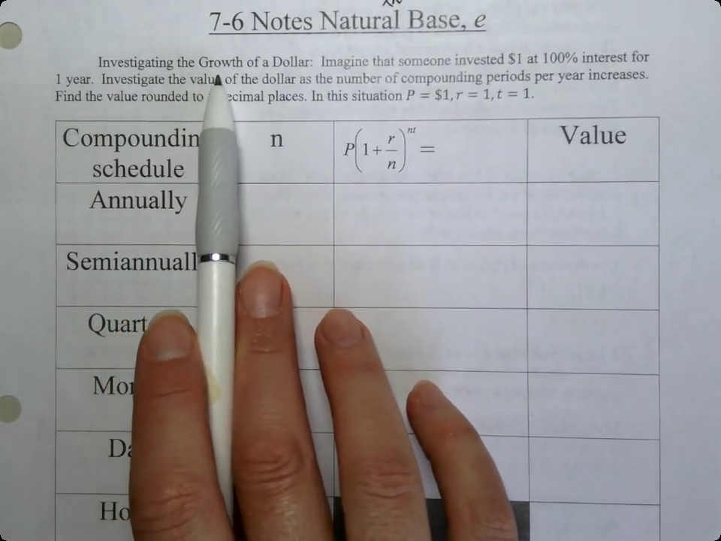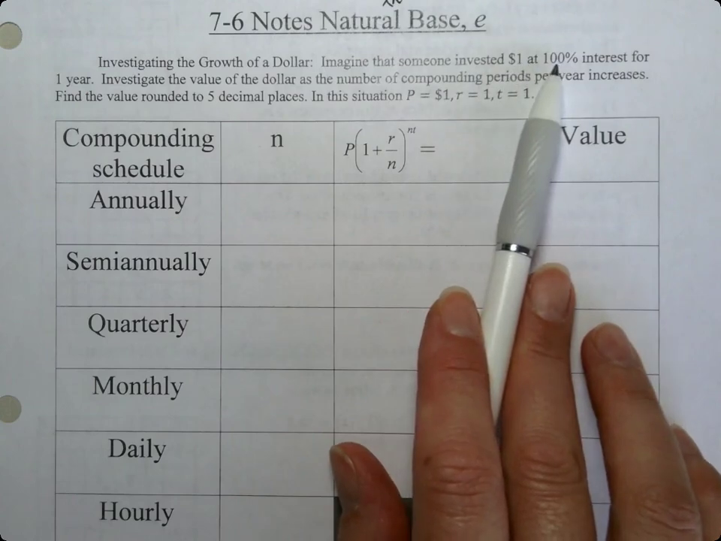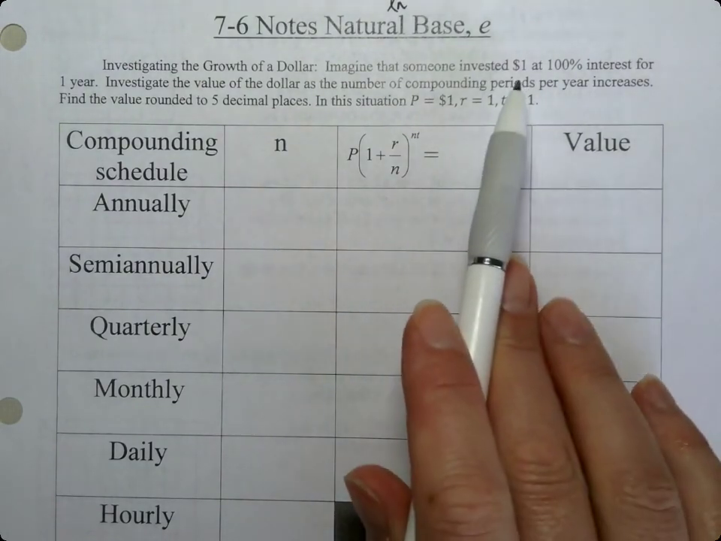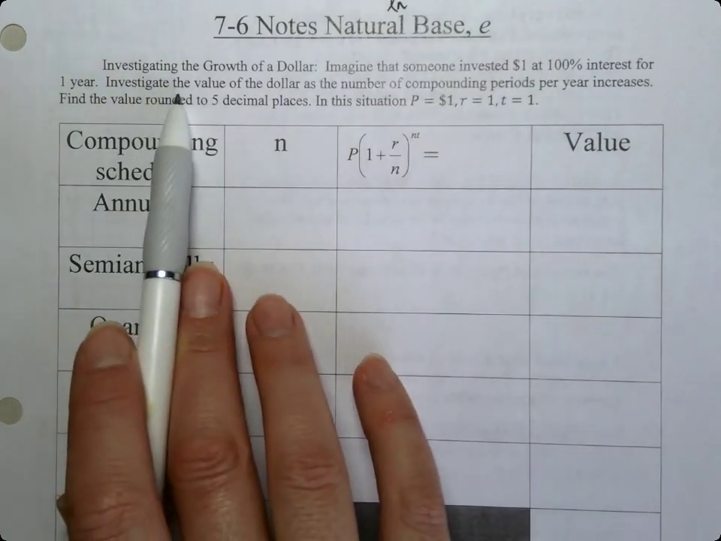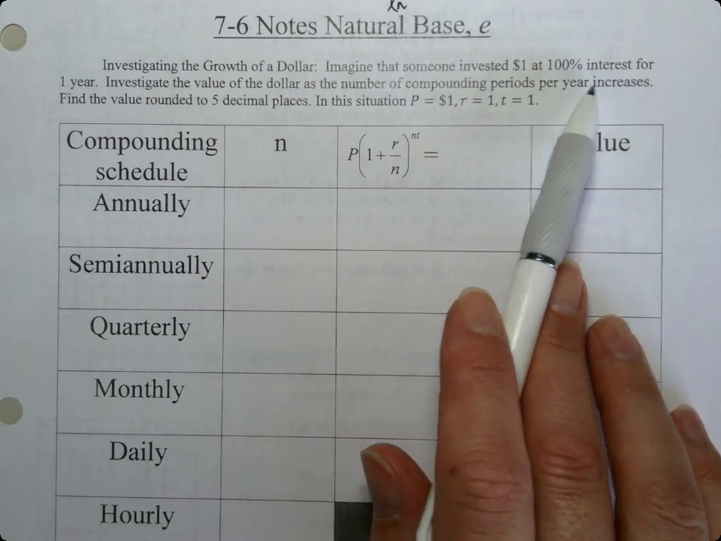We're going to investigate growth of $1. Imagine someone invests $1 at 100% interest for 1 year. Okay. Is it realistic? No. But it's the idea of showing this example. So you invest $1 and you get 100% back in 1 year. Investigate the value of the dollar as the number of compounding periods per year increases.